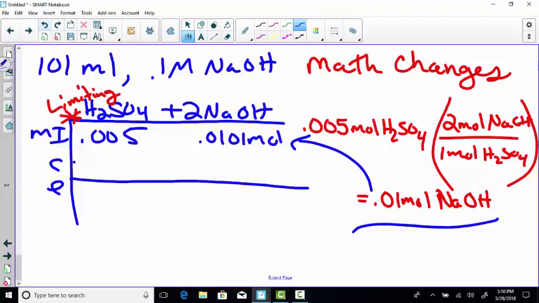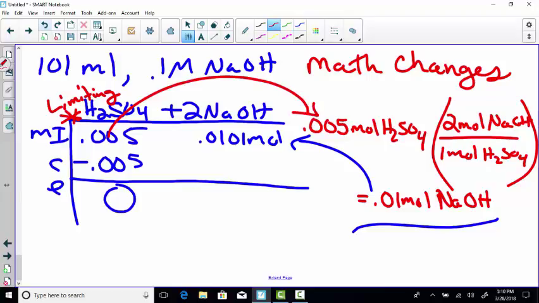So that means this decreases by 0.005, because that is all we used right here. That's all we used. Okay? So then this decreases by 0.01, which means we have 0.0001 moles of base, OH minus ions, left. Okay? Which means we are going to calculate pOH at this time.